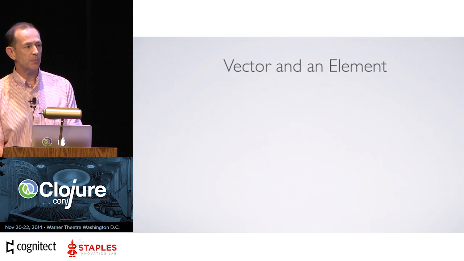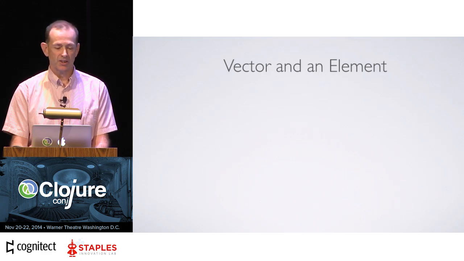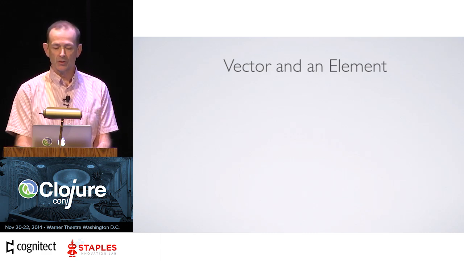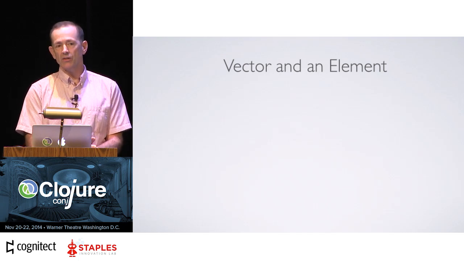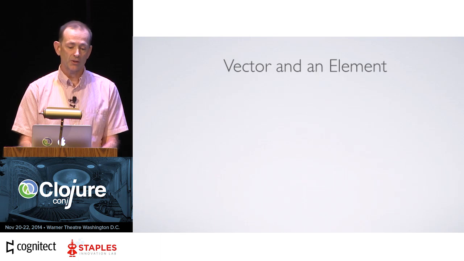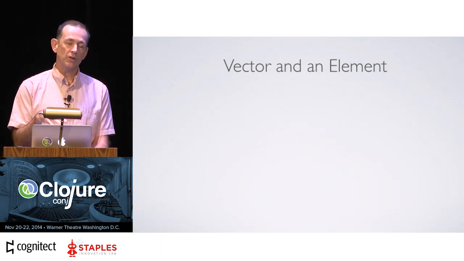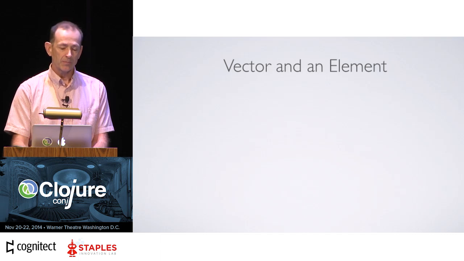Okay, so there's an example page on the test.check GitHub repository. It's talking about taking a vector. You want to return a vector of ints and an element from that vector, so randomly choose one of those values out of that.